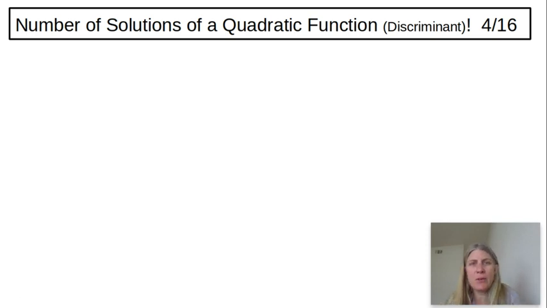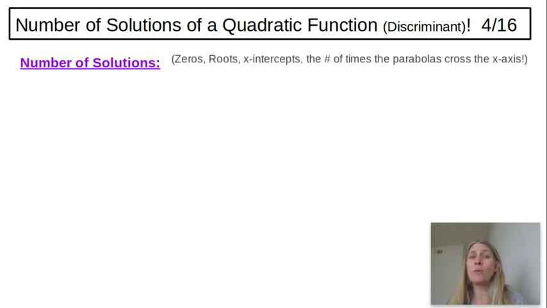Today, we're going to continue our work with something we've already worked on previously, a little bit of a review. We're going to be looking at the number of solutions of a quadratic function, and that's called the discriminant, which is the part in the quadratic equation underneath the square root to determine how many solutions that has. Now, remember, when we're looking at number of solutions, what we're actually looking at is how many times the parabola crosses the x-axis, and it goes by many names. It goes by zeros, roots, x-intercepts, or solutions. So let's go ahead and take a look at an example.